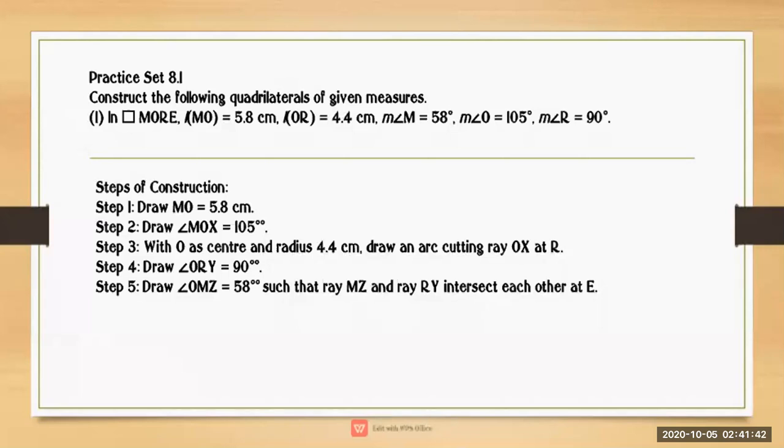Now we will construct. Here I have shown some steps. Through these steps you are going to construct the quadrilateral. Before constructing, first we have to draw a rough figure. This rough figure also contains measurements, because from that rough figure only we can understand how the main figure will be. Now the first step is what? You have to draw MO equal to 5.8 centimeter.